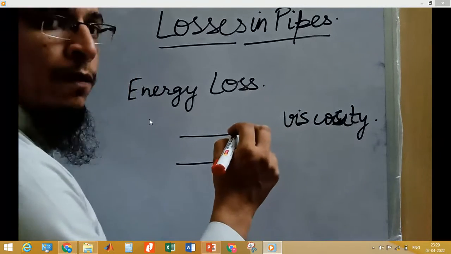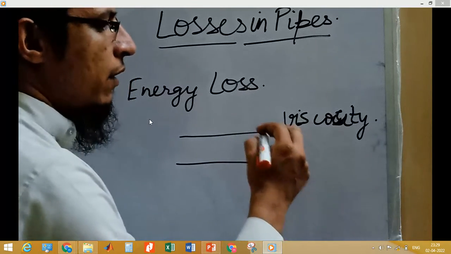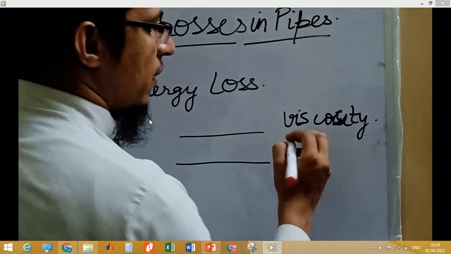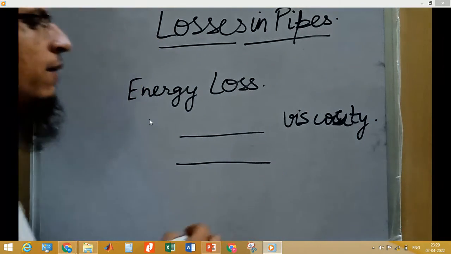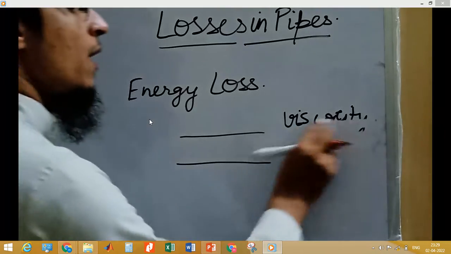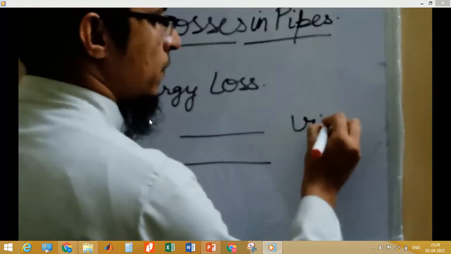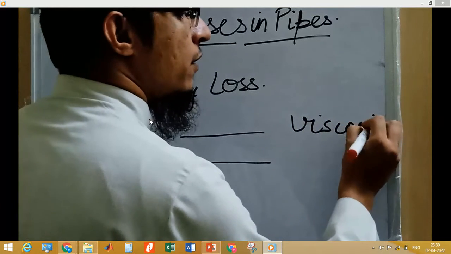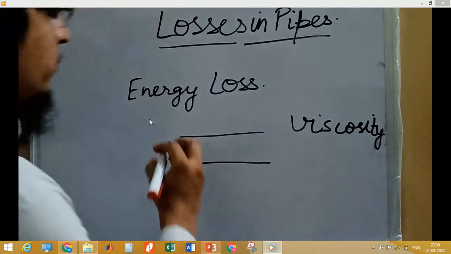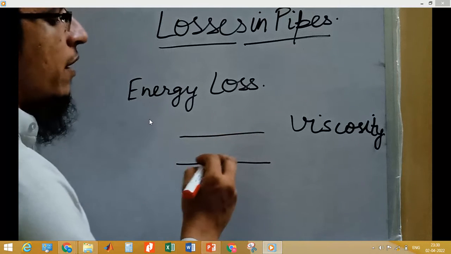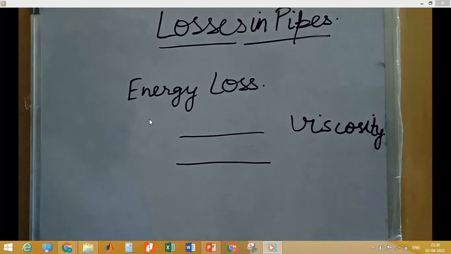That may be due to the internal resistance, that is the viscosity of the fluid, or the material roughness, that is the surface of the material through which the fluid is flowing, which may also resist the movement of the fluid through it. So such resistance is known as the frictional resistance and is classified as the major loss.